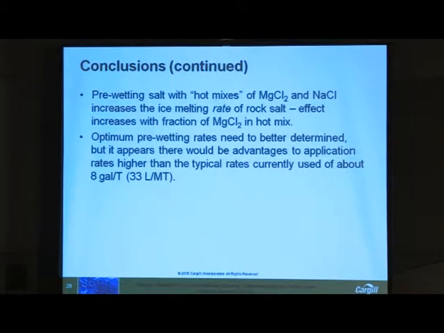So it's not as simple as saying if you put 20% mag chloride in your hot mix, that you're going to get that additional melt from the 20% mag chloride and that's it. What we saw was that the brine itself is facilitating the dissolving and the diffusion of those sodium chloride ions onto the ice, and thereby increasing the ice melting rate. And so we saw that pre-wetting with hot mixes increases the ice melting rate of rock salt, and the more mag chloride or calcium chloride you add, the greater the effect. We do not yet know what the optimum pre-wetting rates are.